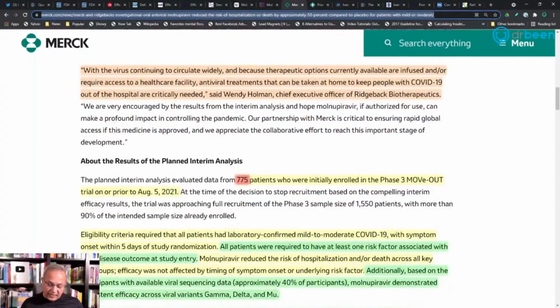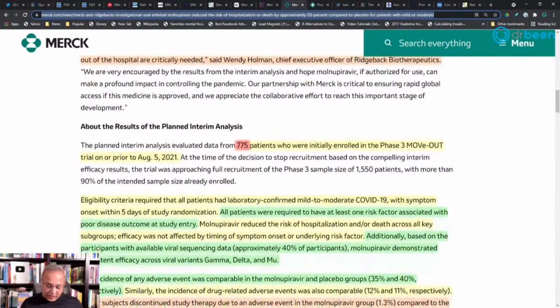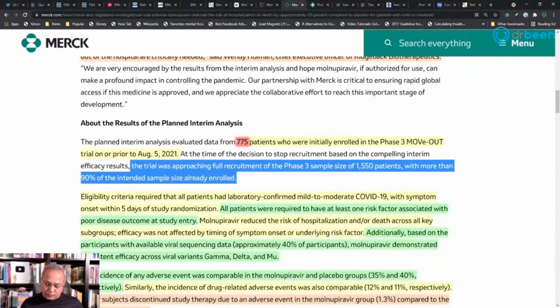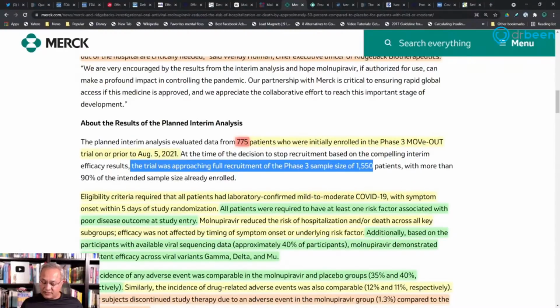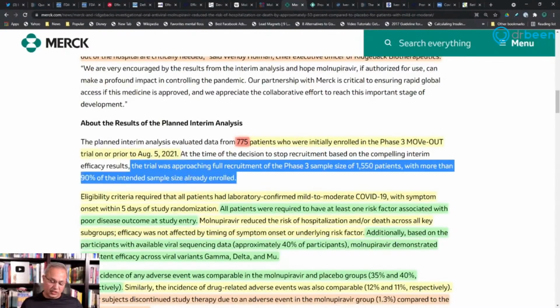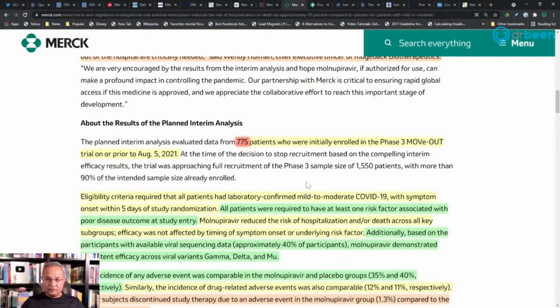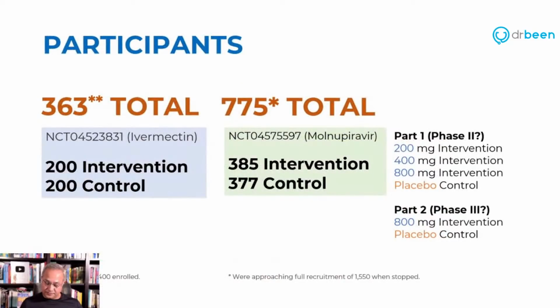So look, the planned interim analysis evaluated 775 people. Then down here, if you see, the trial was approaching full recruitment of the phase 3 sample size of 15 patients with more than 90% of the intended sample size already enrolled. So they're saying that, hey, we were expanding, we were doing it. So again, no ding to them. I am just pointing out the process that is afforded. So back here, 775 total, 385 in the intervention, 377 in the control.